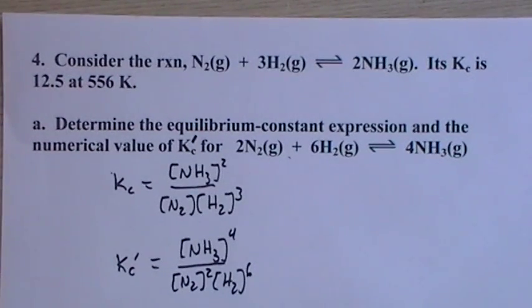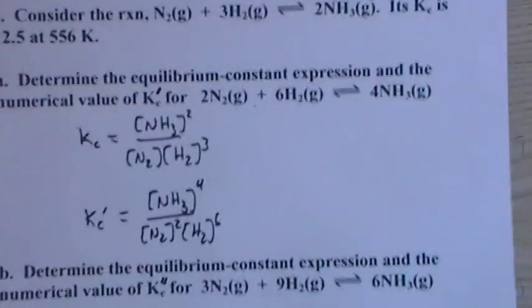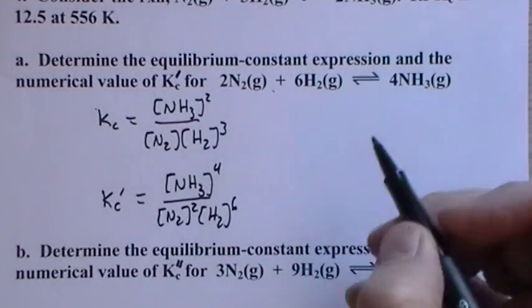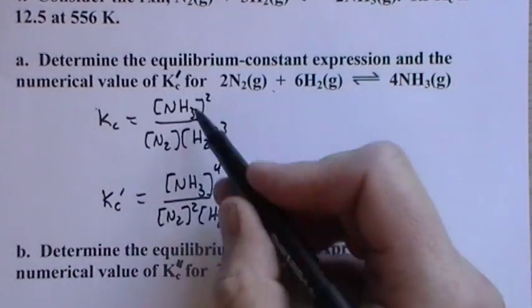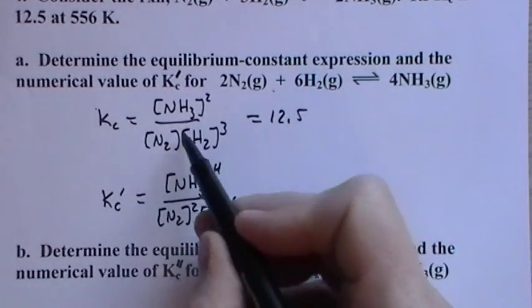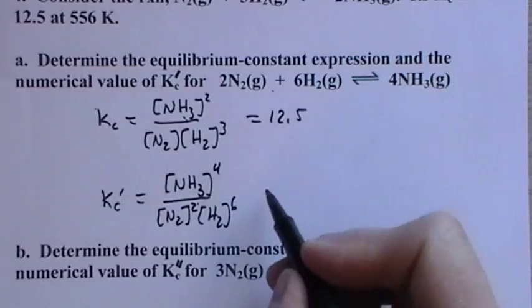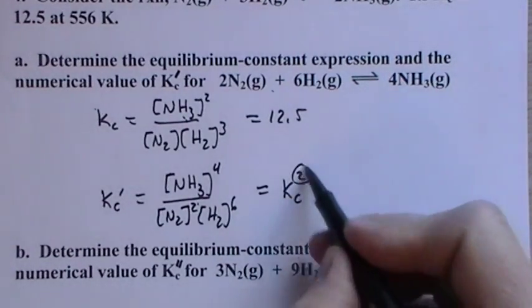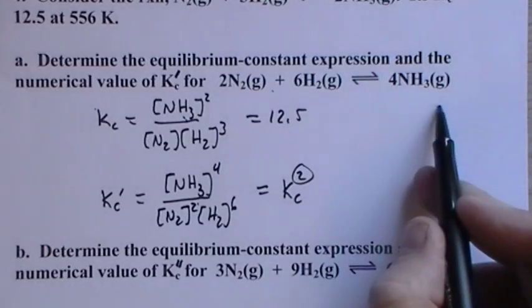So how can we trust anything if we can multiply through by the same number, have a balanced equation, and then come up with a different K value? As long as you know what your reaction was to start with, you'll be fine. Now look at the difference between these two, and this is equal to 12.5. Notice that the difference is that it's Kc squared. That 2 is the number that we've multiplied the reaction through by.